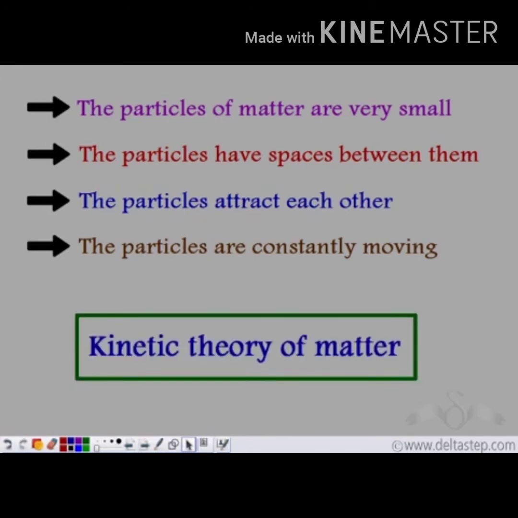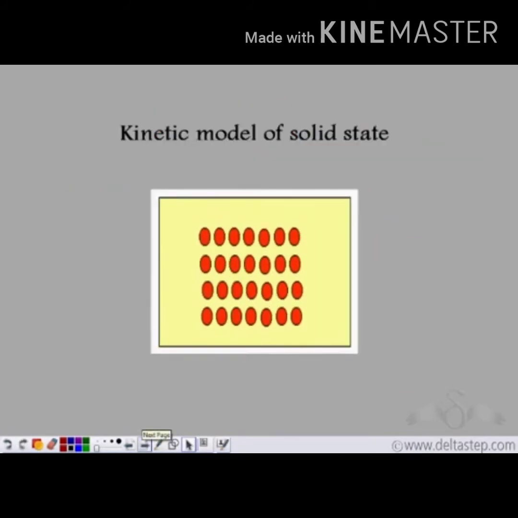And this theory holds true for the three states, that is the solid, liquid and gaseous state. Based on this theory, we get the kinetic model of the three states. So this is the kinetic model of the solid state, according to which the particles in the solid state are very close to each other and they vibrate about their mean positions.